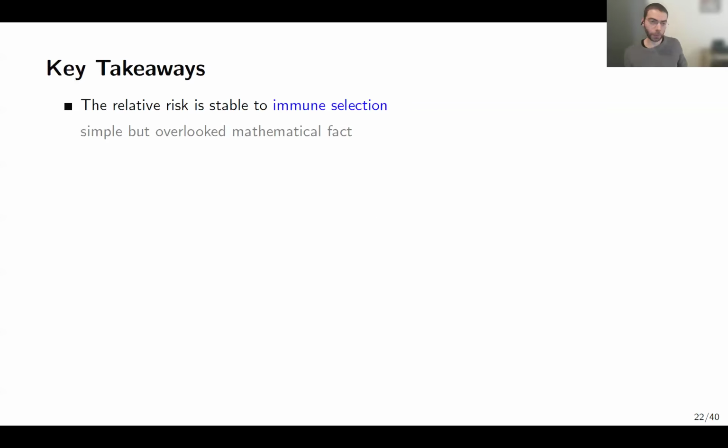So let's just recap what we have said so far. The relative risk is stable to immune selection. And this is a very simple mathematical fact. Some people may argue even intuitive, but we believe this has not been discussed much in the literature.